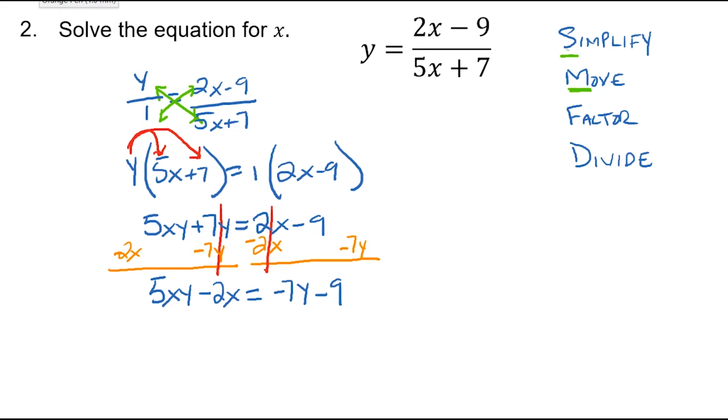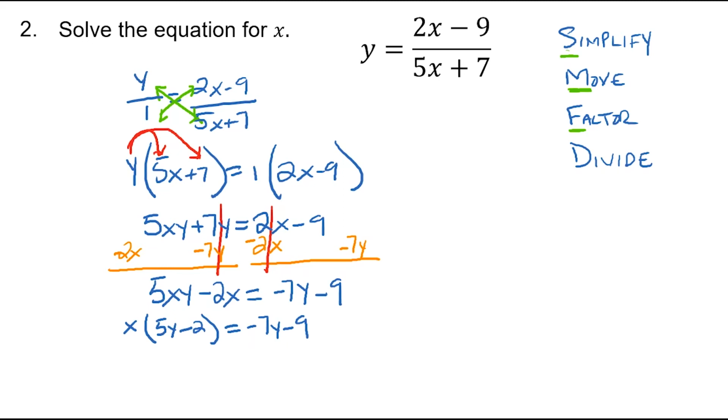Now that we have all of our terms that have a variable x in them on the same side, we can factor. So I end up with x, factoring an x out of both terms, and what's remaining is 5y minus 2, equal to, and there's nothing on the right side that we can factor out, so I have negative 7y minus 9. So I've just taken care of the factor step.